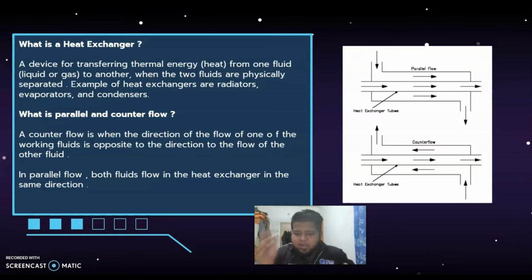Okay, to your right, you're able to see the difference between the heat exchanger tubes which are in parallel and also counterflow. At the top, for the parallel flow, you can see both fluids flow in the same direction, which is towards the right. And for the counterflow, you are able to see that the fluids flow in opposite directions. One goes towards the left and another one goes towards the right.